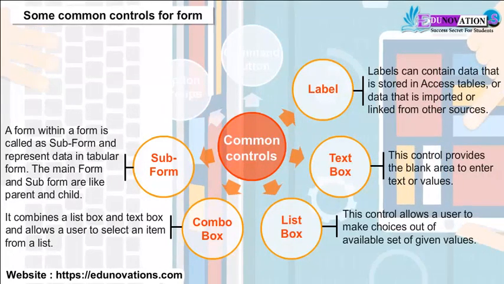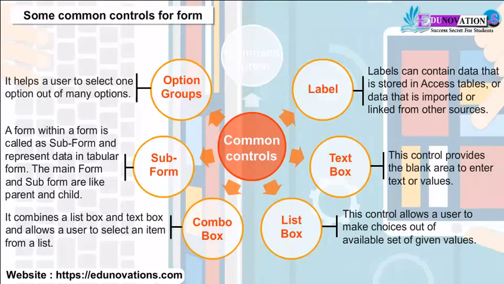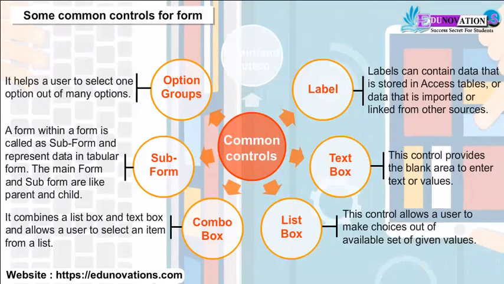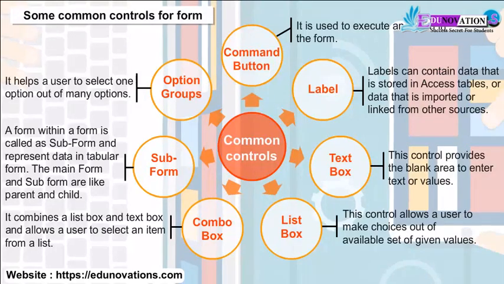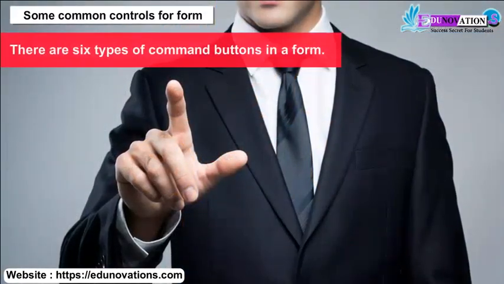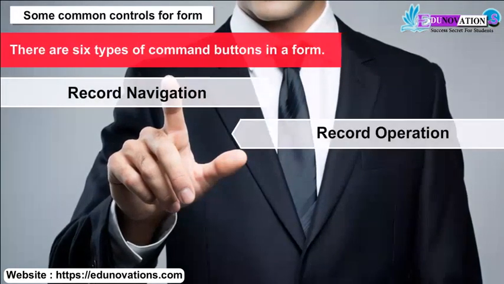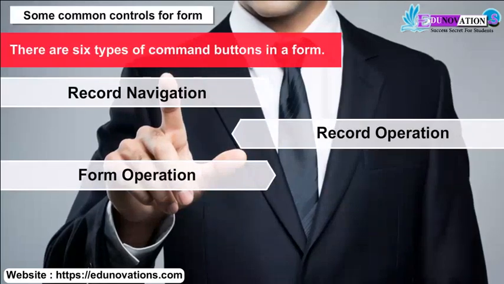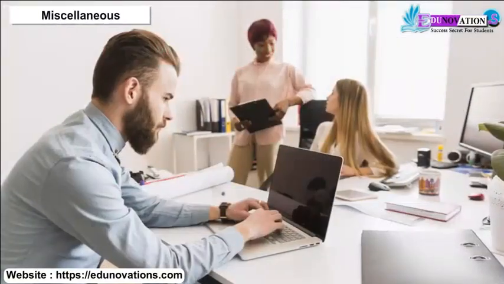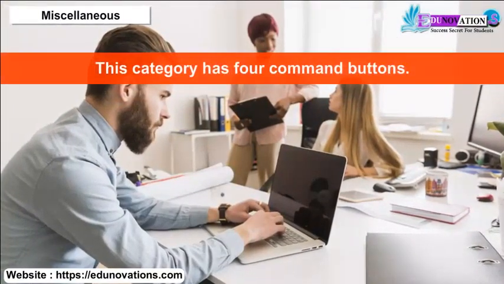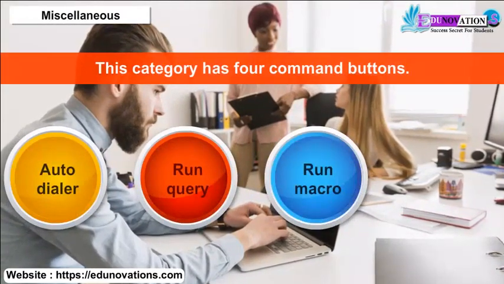Subform. A form within a form is called a subform and represents data in tabular form. The main form and subform are like parent and child. Option groups. It helps a user to select one option out of many options. Command button. It is used to execute an action in the form. There are 6 types of command buttons in a form: record navigation, record operation, form operation, report operation, application, miscellaneous. This category has 4 command buttons: auto dialer, run query, run macro, print table.